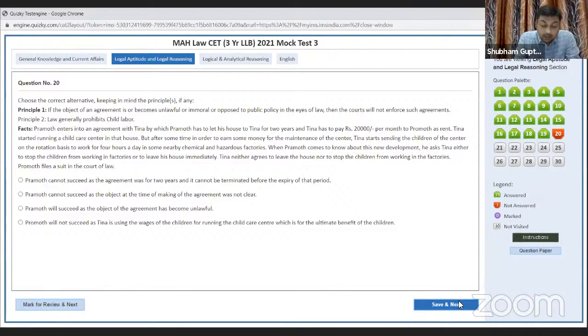Pramod files a suit. So now I am understanding from the principle too that it is a case of child labor, and she has committed child labor. She has made people work in those things. So I would say Pramod will succeed. And there is only one option which says Pramod should succeed.